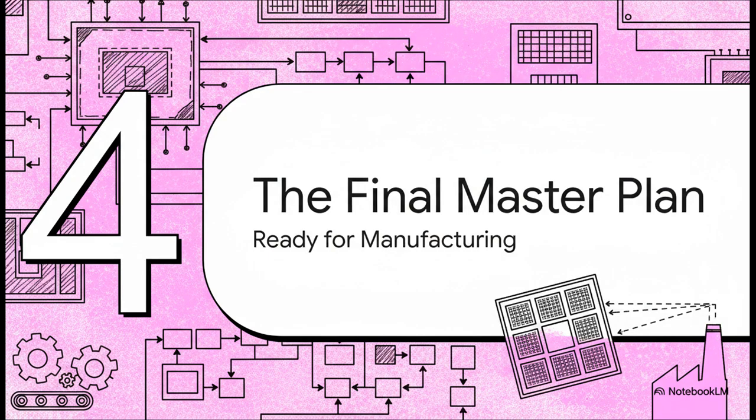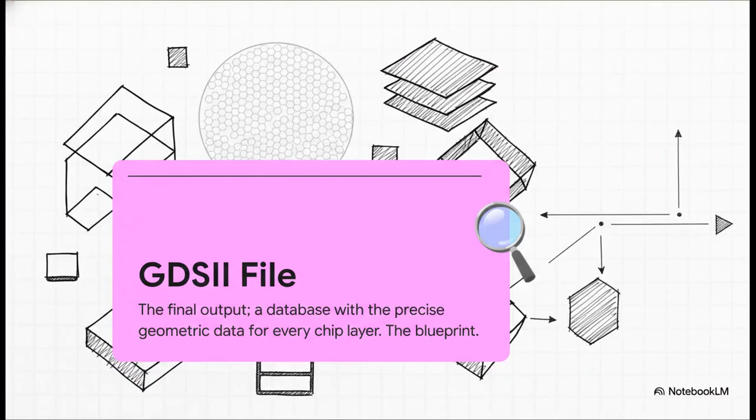So, after all of that complex digital construction, what are we left with? We have the final master plan, the blueprint that's ready for the factory. This master plan is called a GDSII file. It's basically a giant database that holds the exact geometric coordinates for every single shape on every single layer of the chip. This is the digital file that a foundry, like TSMC, uses to actually build the physical silicon wafer.